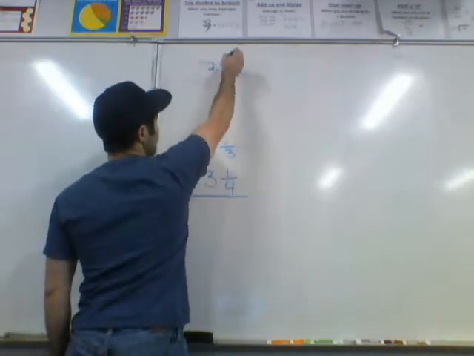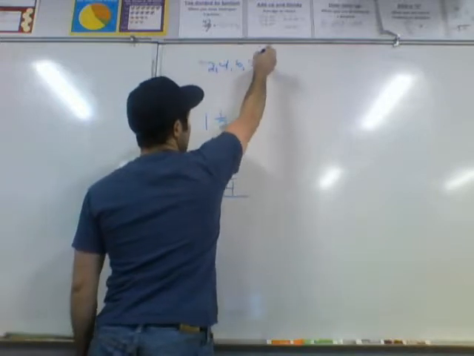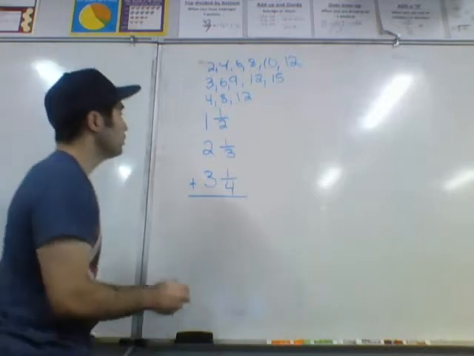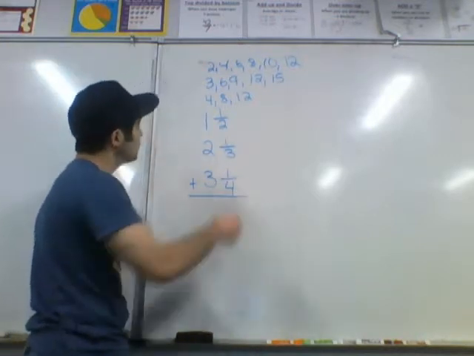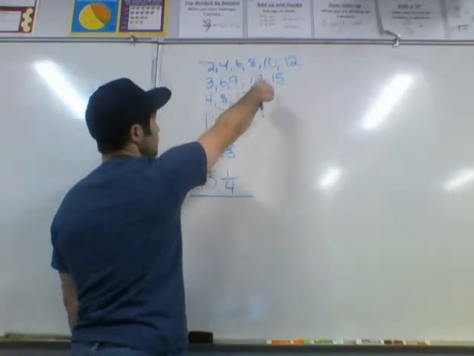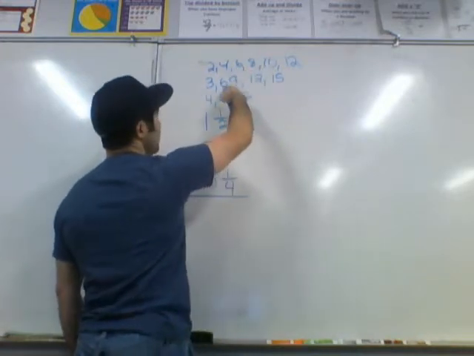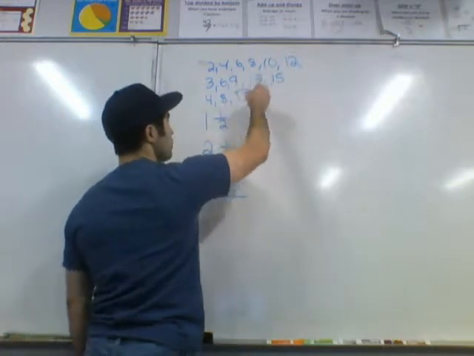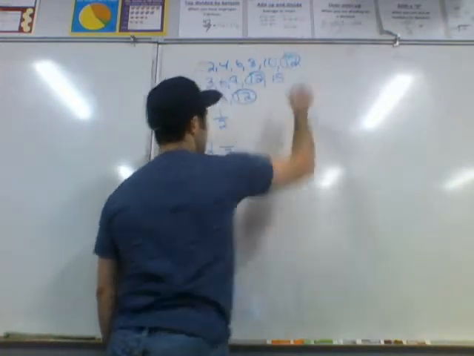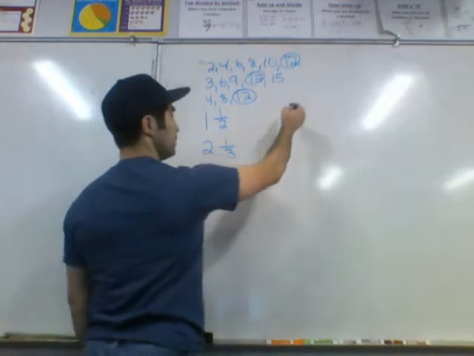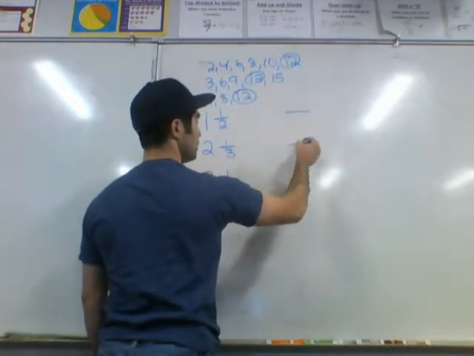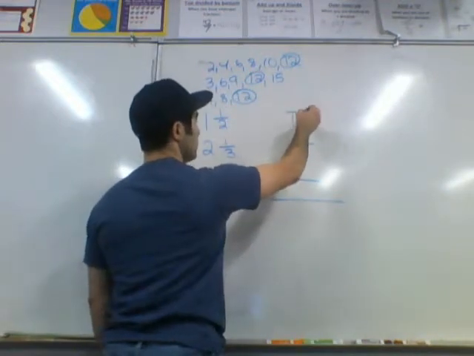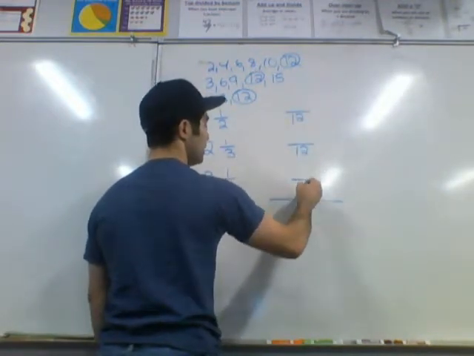So 2, 4, 6, 8. Okay, so I'm seeing that the common multiple is going to be 12. Okay, is there anything smaller than 12? Well, we have 6 and 6, but that's not a multiple for 4. Okay, so we're going to go with 12 is our least common multiple. So let's rewrite our fractions over here. Fraction bar, fraction bar, fraction bar, whole line. 12 will be our common multiple, our common denominator.